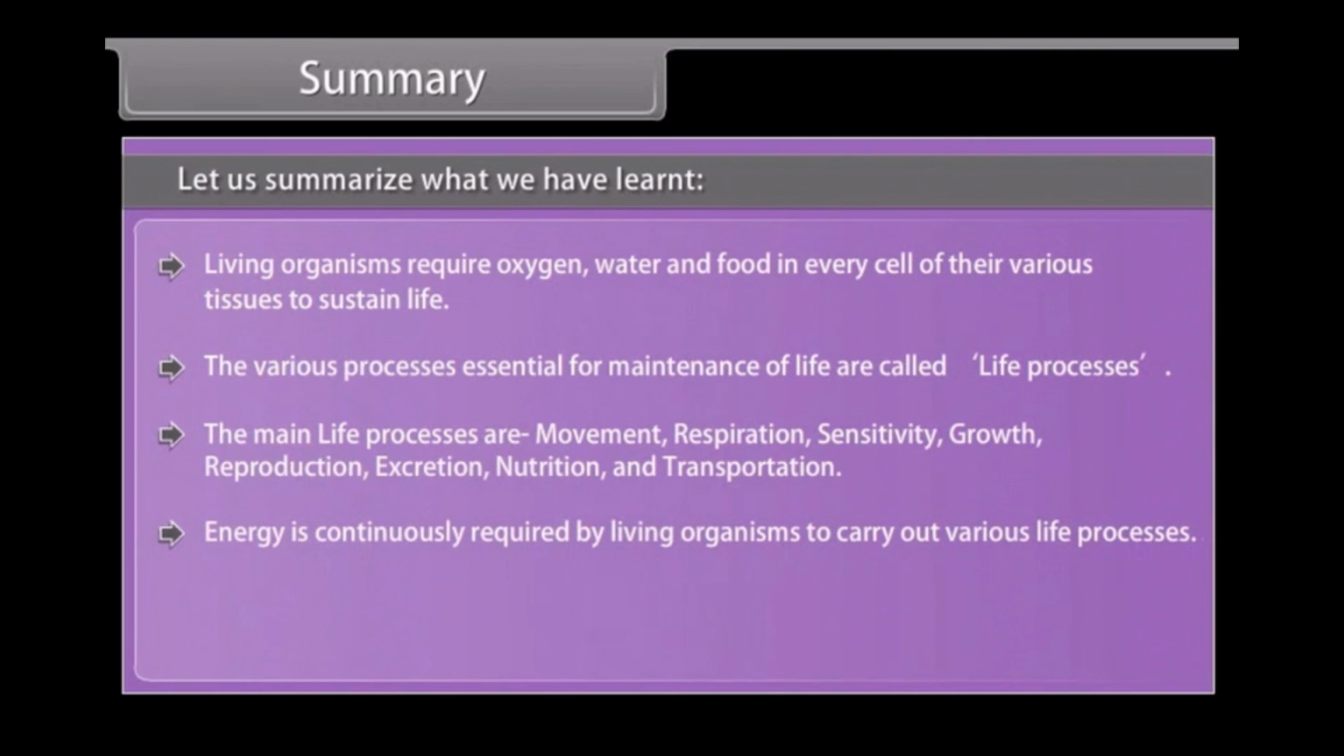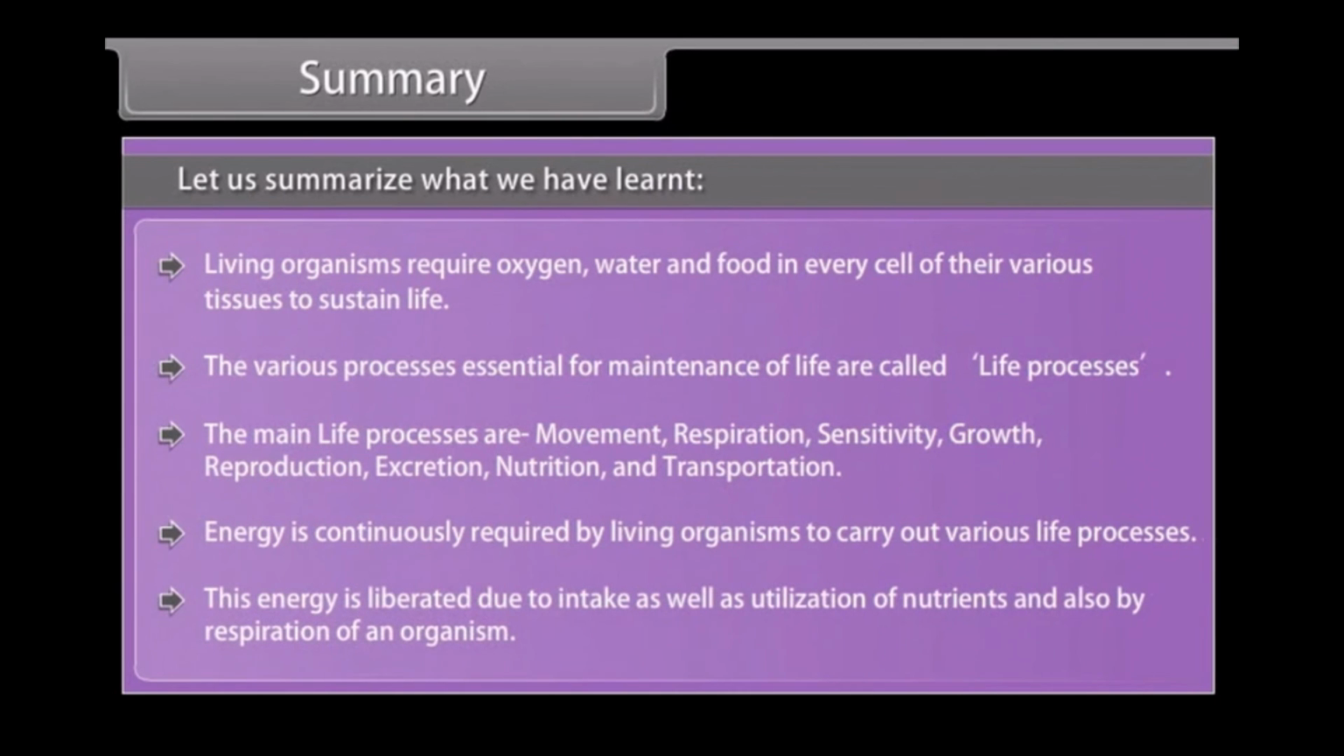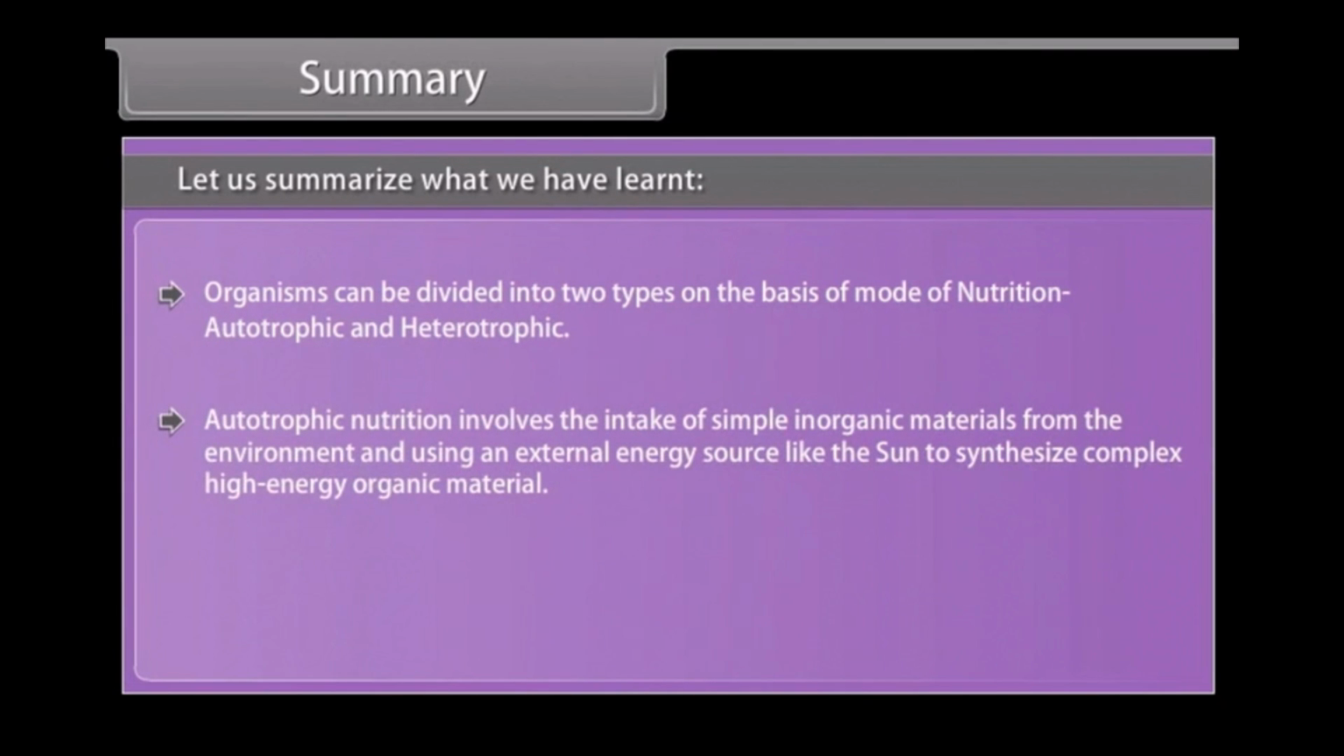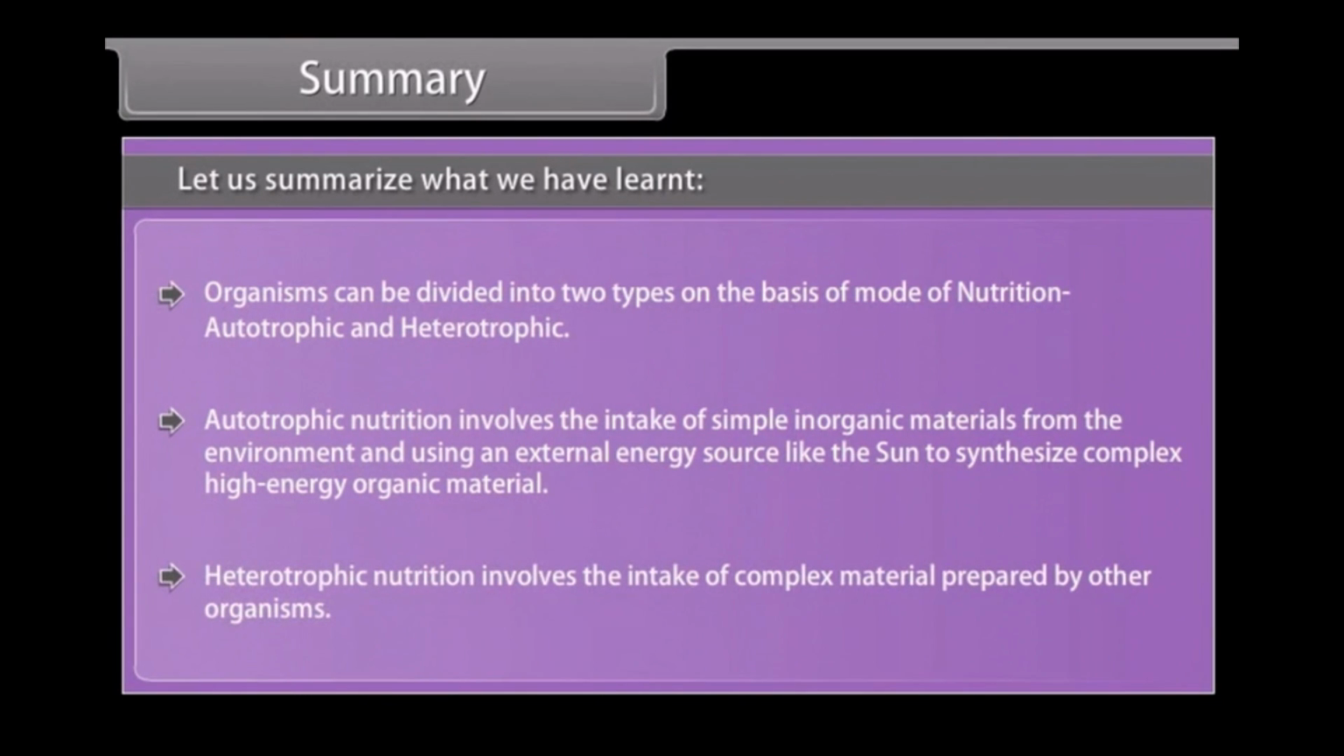Energy is continuously required by living organisms to carry out various life processes. This energy is liberated due to intake as well as utilization of nutrients and also by respiration of an organism. Organisms can be divided into two types on the basis of mode of nutrition: autotrophic and heterotrophic. Autotrophic nutrition involves the intake of simple inorganic materials from the environment and using an external energy source like the sun to synthesize complex, high-energy organic material. Heterotrophic nutrition involves the intake of complex material prepared by other organisms.